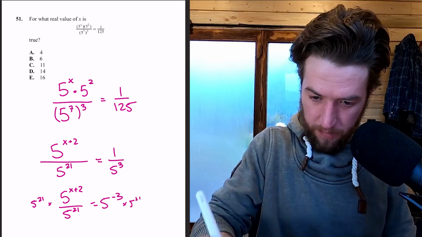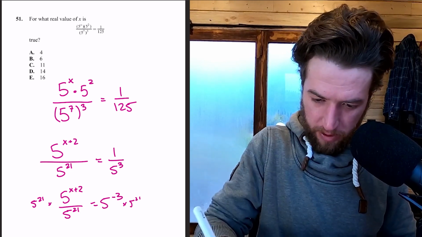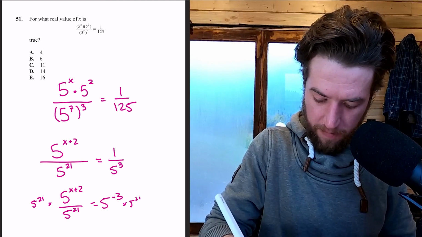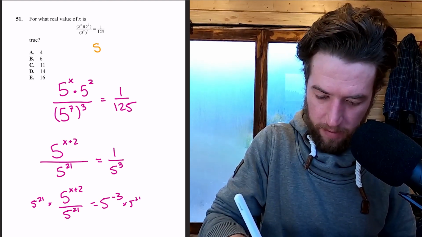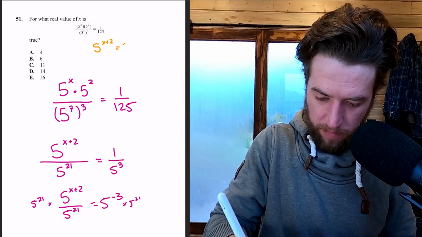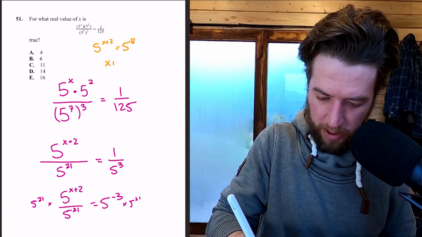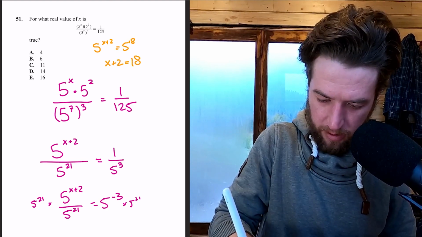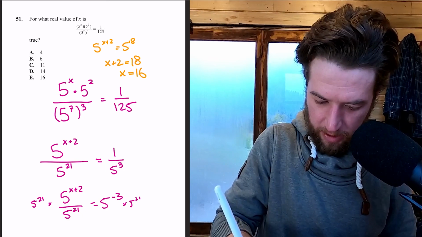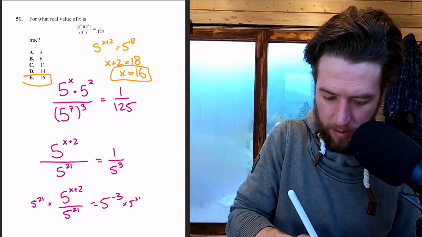Let's see. We're going to bring this up to the top. A little messy on this one. So 5 to the 18. So 5 to the x plus 2 equals 5 to the 18. So therefore, x plus 2 equals 18. Is this right? x equals 16. I think. I'm going to go with it.